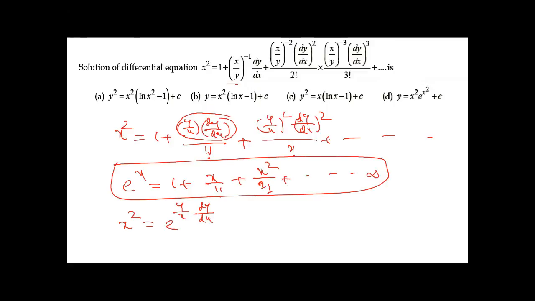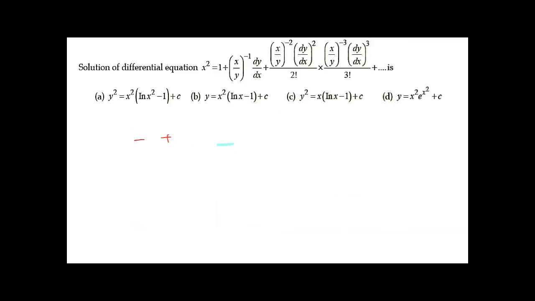Apply log on both sides. So we'll get the equation in terms of log. Log x square equals y by x dy by dx. Then the left side value is 2 log x equals y by x dy by dx. You can separate the variables. You can bring x dx to this side. That gives a variable separable form.